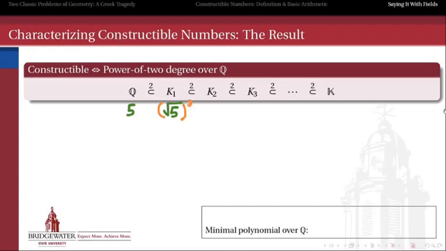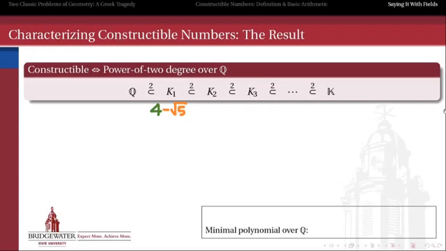Why? Because it was the square root of a number that began its life as rational. And so because it's only one step removed from the rational numbers, we can find a polynomial equation with rational coefficients that radical 5 satisfies, and the degree of that polynomial is 2. T squared minus 5 is equal to 0 is what we are going to call the minimal polynomial of the number square root of 5 over the rational number field.